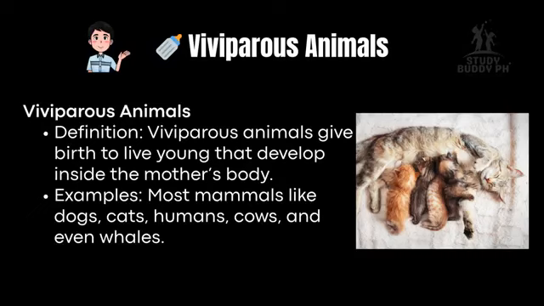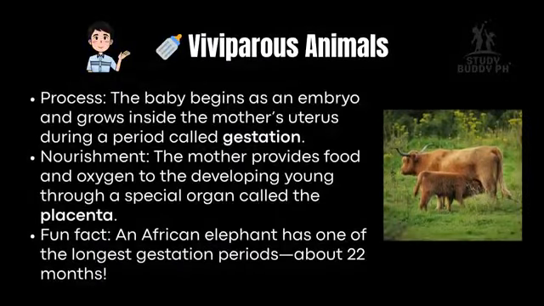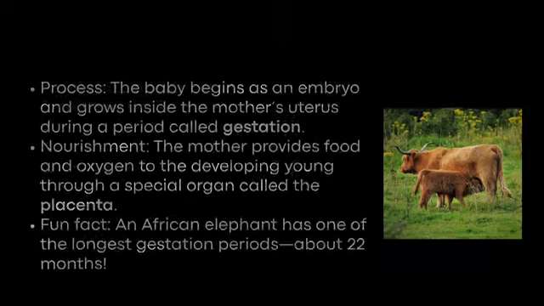Viviparous animals give birth to live young that develop inside the mother's body. Examples: most mammals like dogs, cats, humans, cows, and even whales. Process: the baby begins as an embryo and grows inside the mother's uterus during a period called gestation. Nourishment: the mother provides food and oxygen to the developing young through a special organ called the placenta. Fun fact: an African elephant has one of the longest gestation periods, about 22 months.